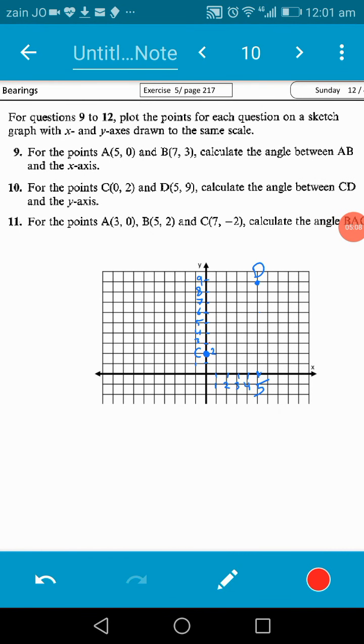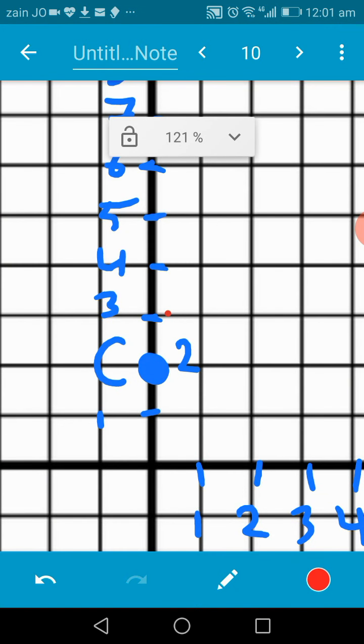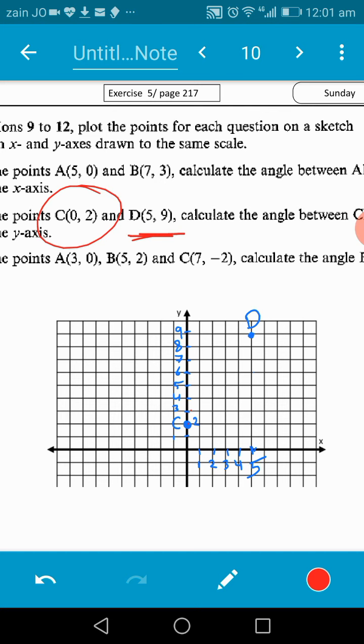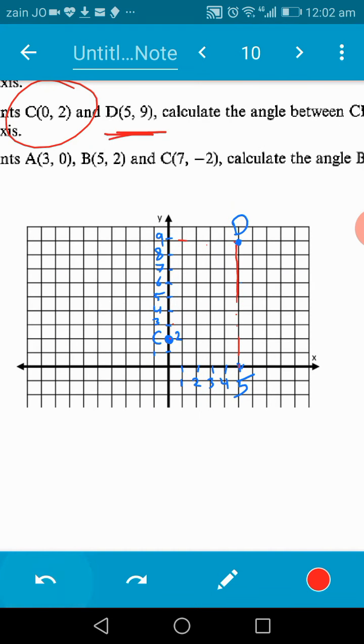For the points C(0,2) and D(5,9), calculate the angle between CD and the y-axis. C is 0, 2. You can see, teacher, this is 0, 2. This is point C. And D is 5, 9. You can see this 5 here, 5, 9. Okay, so this is C and D, and we need to find the angle between CD.